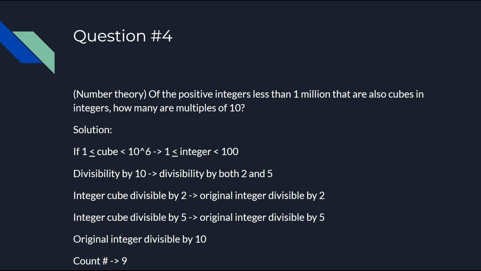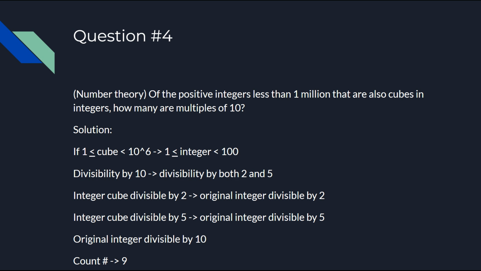Scrolling to problem 4: of the positive integers less than 1 million that are also cubes of integers, how many are multiples of 10? This is very tricky, so how to go with it? We can verify that the only way for the cube of an integer to be even is for the original integer to be even. But it may be hard to observe that if a cube is divisible by 5, then the original number has to be divisible by 5. This is something called number theory. And I may have to use knowledge that may be hard to prove. But let's think about this.